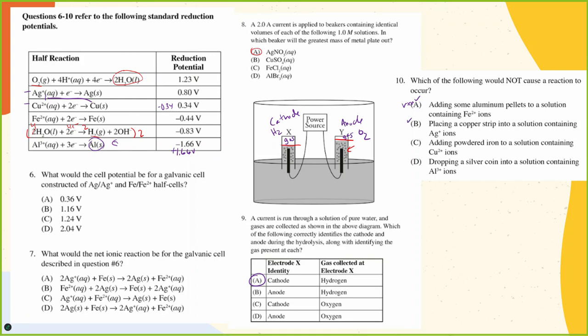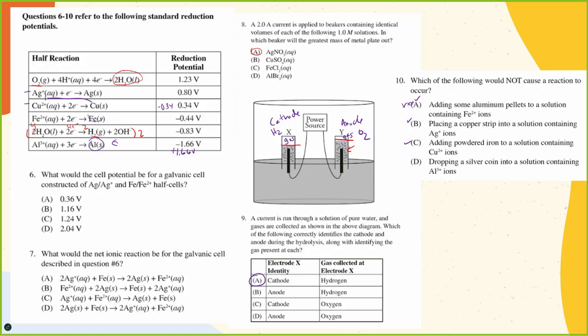Adding powdered iron to a solution containing copper. So we're adding iron now to the copper one. If we flip this one, this becomes positive 0.44 added to 0.34. That one also works.